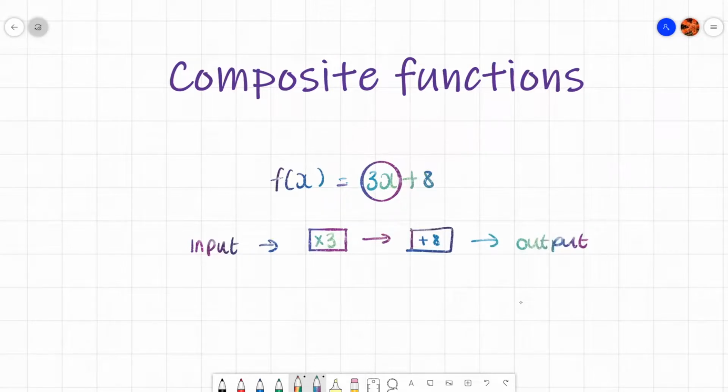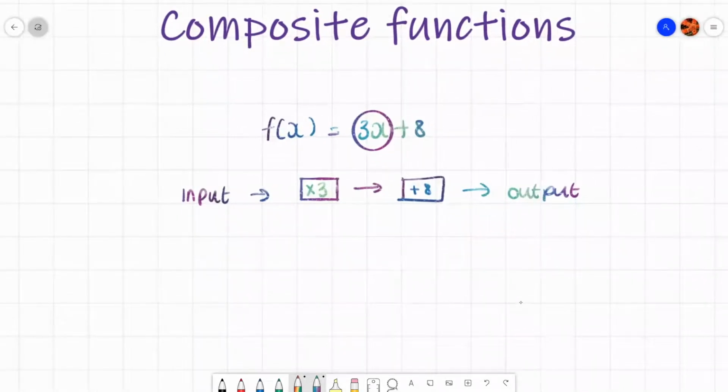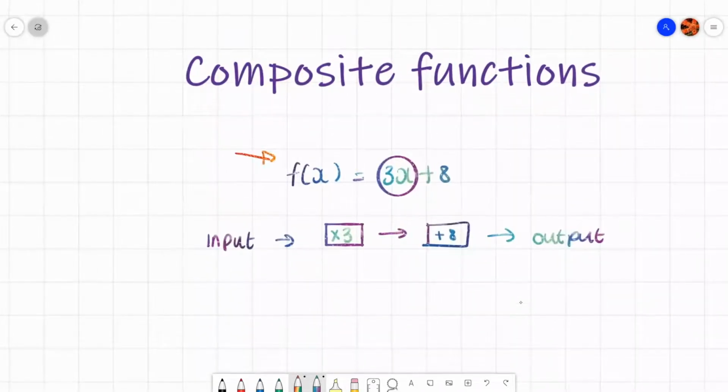Now you might be thinking, what does f of x mean? Well, f of x in maths is the mathematical notation for this function here. So basically f of x means that you are going to be timesing by 3, and then adding 8 at the end.